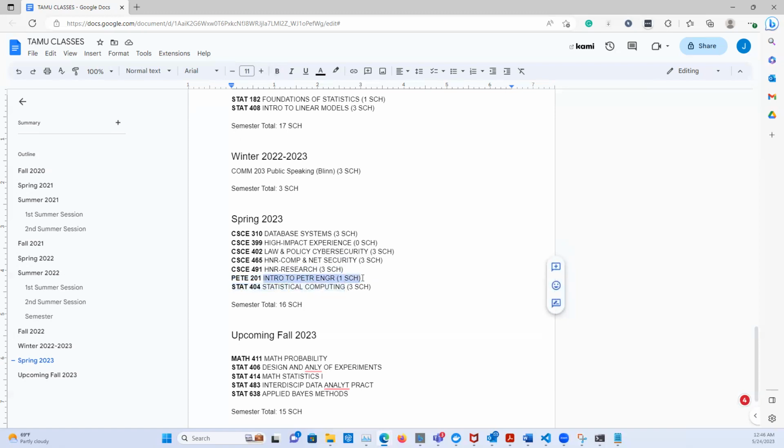But if you're interested in the certificate like I am, then yeah, my dad was a petroleum engineer, so we had to learn what he learned. Or he was a petroleum engineering major. He did work in petroleum engineering, but now he works in IT.